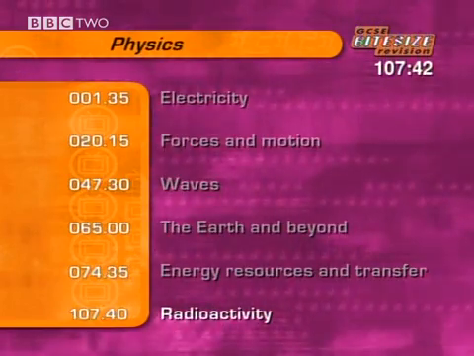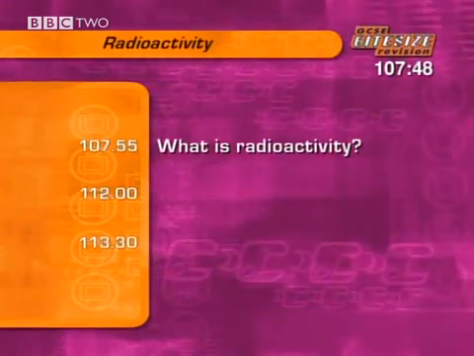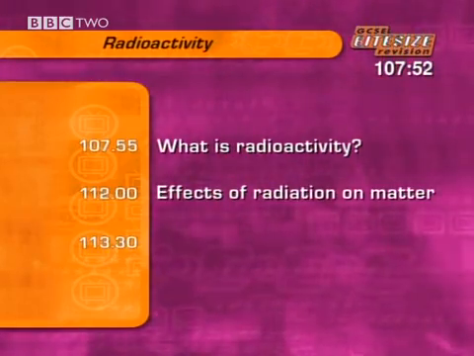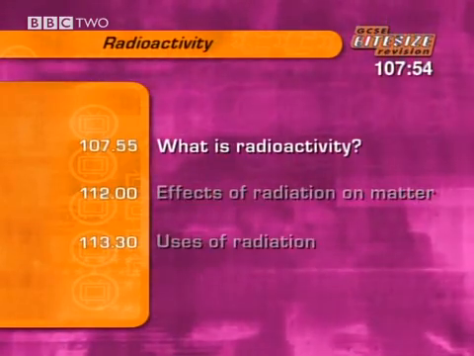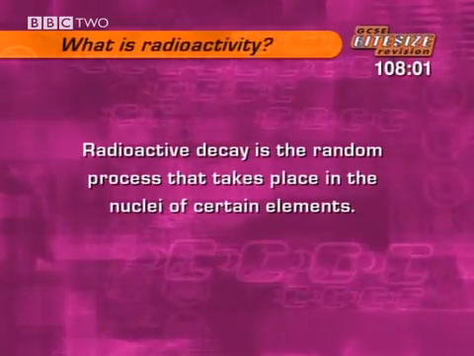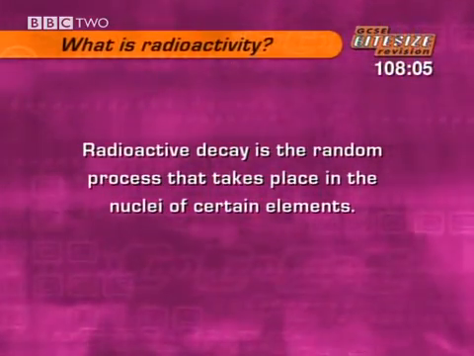This section is about radioactivity. It covers what is radioactivity, the effects of radiation on matter, and the uses of radiation. First, what is radioactivity? Radioactive decay is the random process that takes place in the nuclei of certain elements.